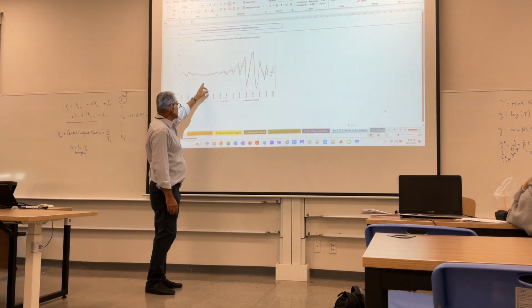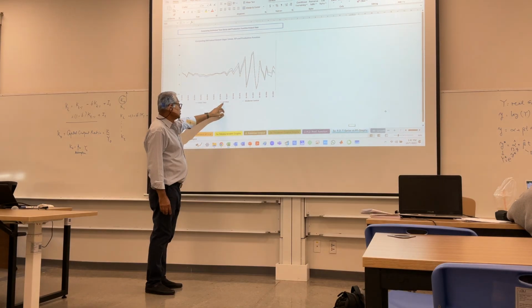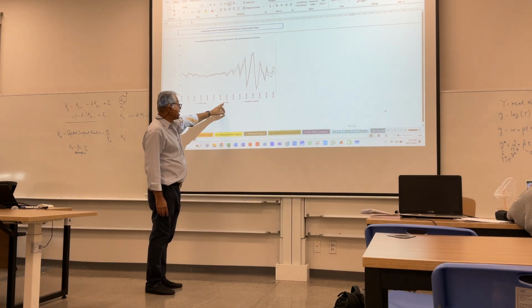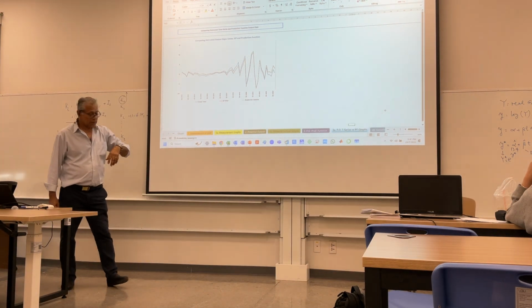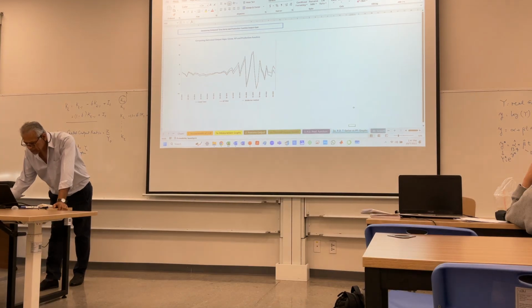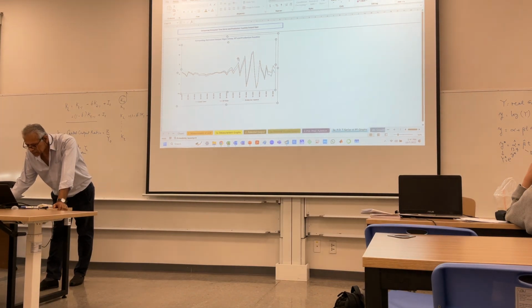Your blue line is your deterministic trend. Your red dotted line is your HP filter. And your third line is your, are we getting the right data? This is exactly the same.